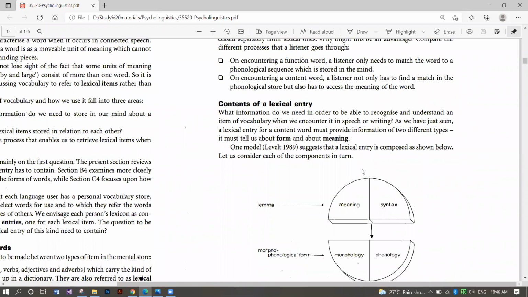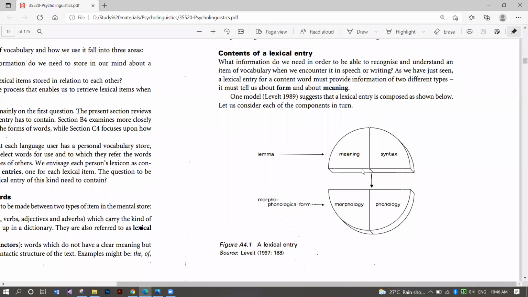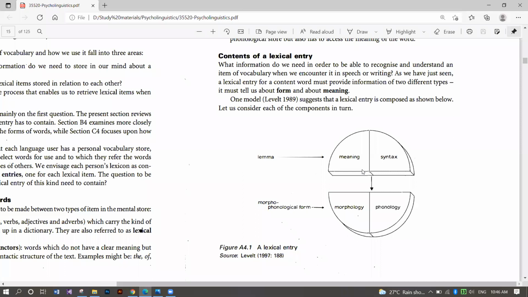Okay, so we talked about contents of a lexical entry. The first paragraph we have read. As we just saw, a lexical entry for a content word must provide information of two different types. It must tell us about form and about meaning. The same thing that we said there. One model, Levelt 1989, suggests that a lexical entry is composed as shown below. Let us consider each of the components in turn.